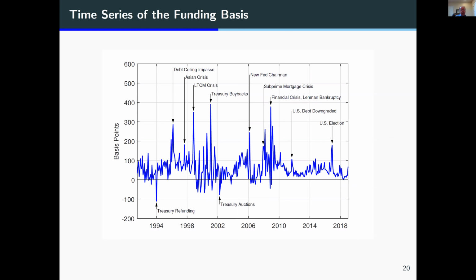But you can see that most of the time it's positive. There are some spikes here and there, and a lot of these spikes seem to be associated with events. We just put in a bunch of arrows here to illustrate different situations: the financial crisis and whatnot. But a lot of times there's variation, but it's generally fairly positive, hovering between 0 and 100 basis points.